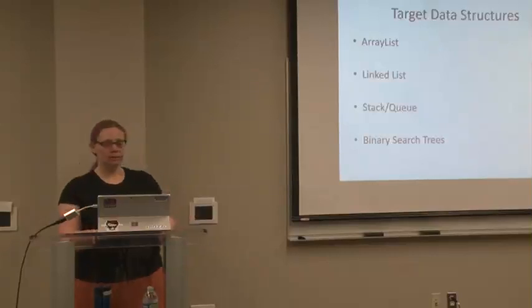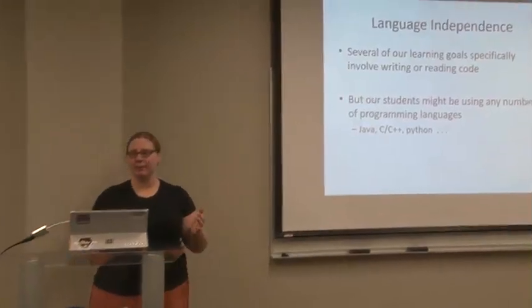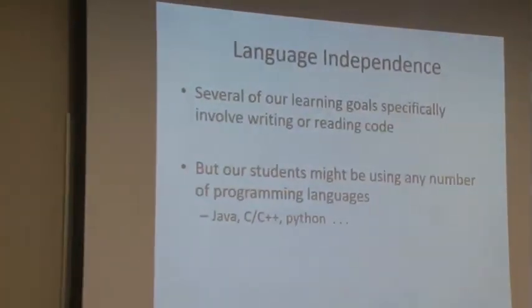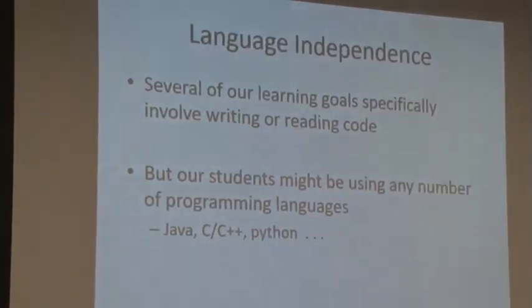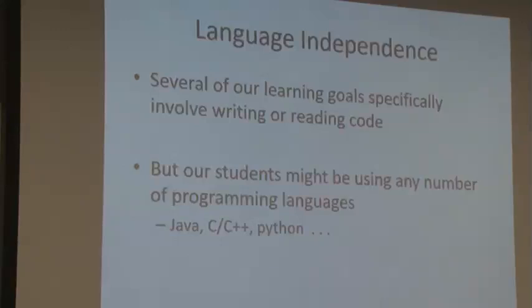So now I'm going to talk about some of the problems that we had developing our CI, and specifically what makes computer science a hard problem. And if any of you, all of you are from different disciplines, if this seems like something that you have solved in your discipline, please tell me about it, because I would love to know if you have a solution for this. So as you've seen, several of our learning goals specifically involve either reading or writing code, right?